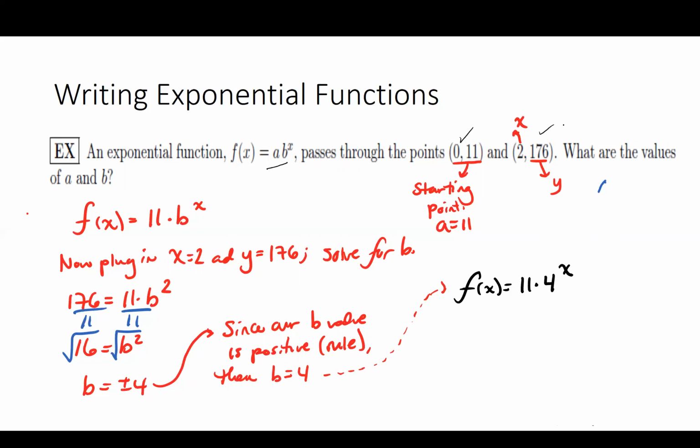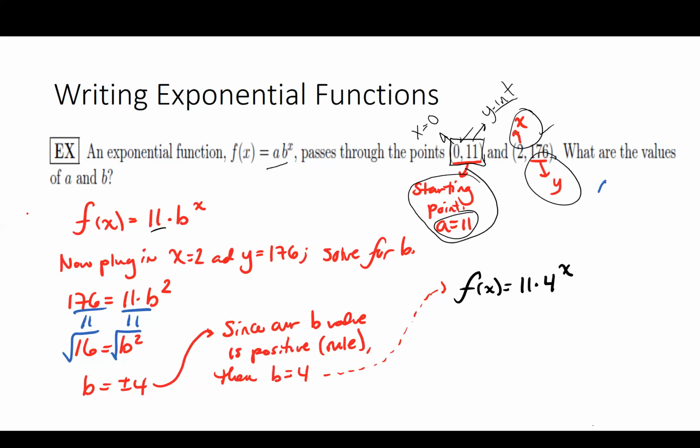So observe that in this coordinate pair, (0, 11), I've got here that x is equal to 0. That means that this value here is going to be my y-intercept, which I can also think of as my starting point. So I know that A is equal to 11. Boom. So right out of the gate, I've got 11.